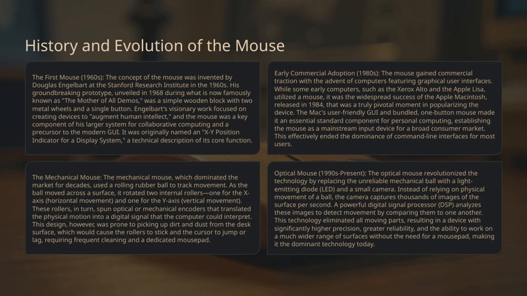Moving forward, the mechanical mouse became the standard for decades. It used a rubber ball that rolled as you moved the mouse across a surface. This ball turned internal rollers, one for horizontal movement, one for vertical, translating physical motion into digital signals. These signals then guided the cursor on the screen.